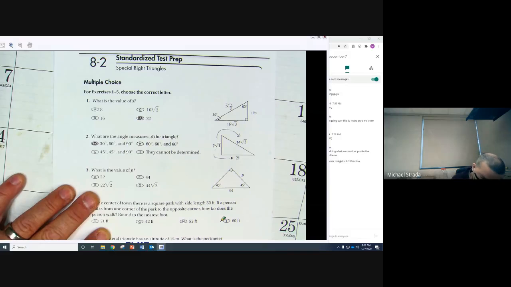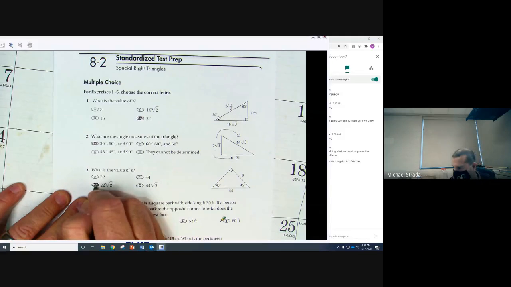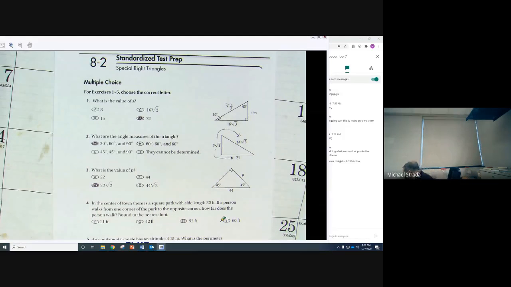Okay. P would be 22 root 2. Everybody good with that? All right, some word problems.